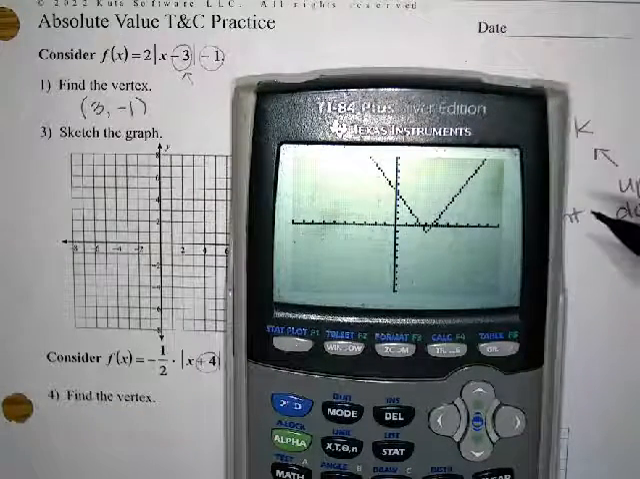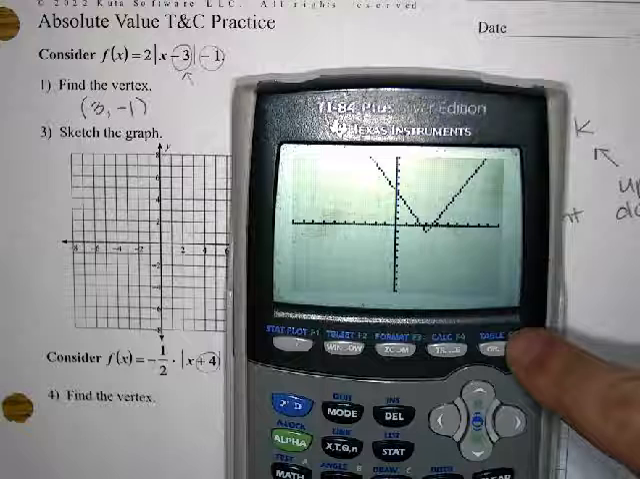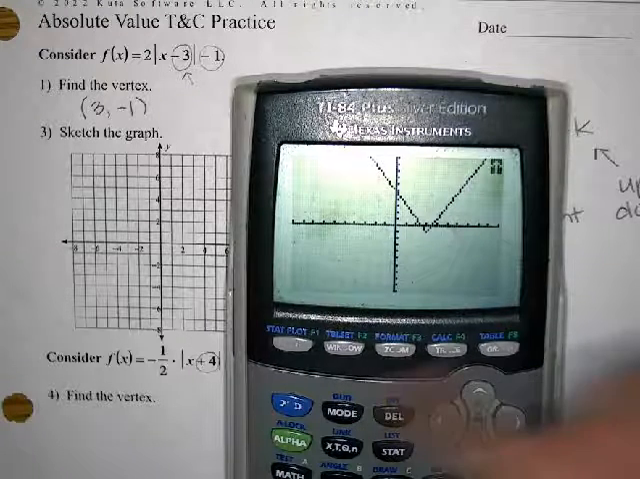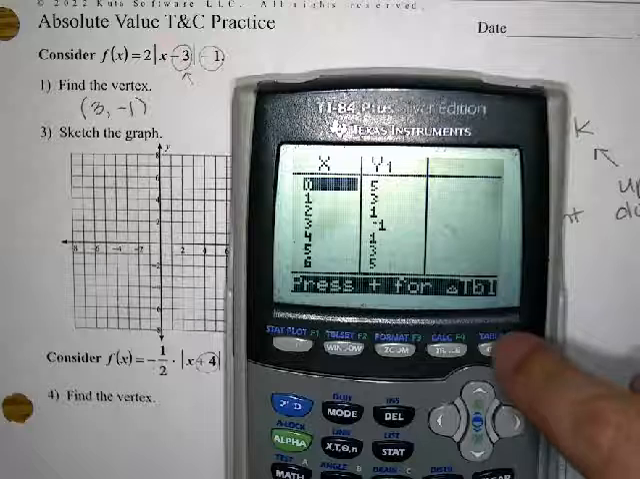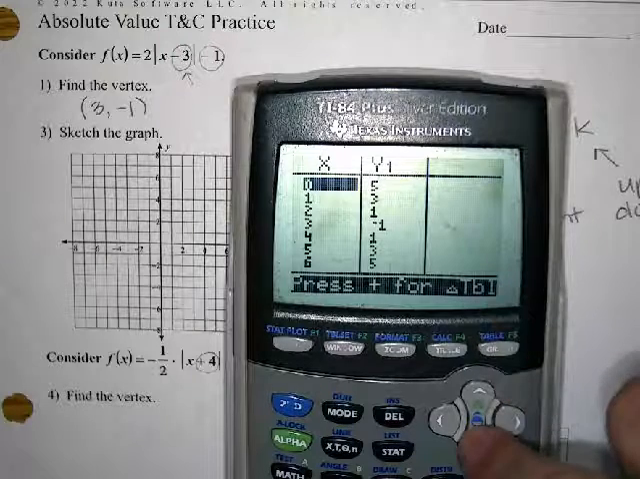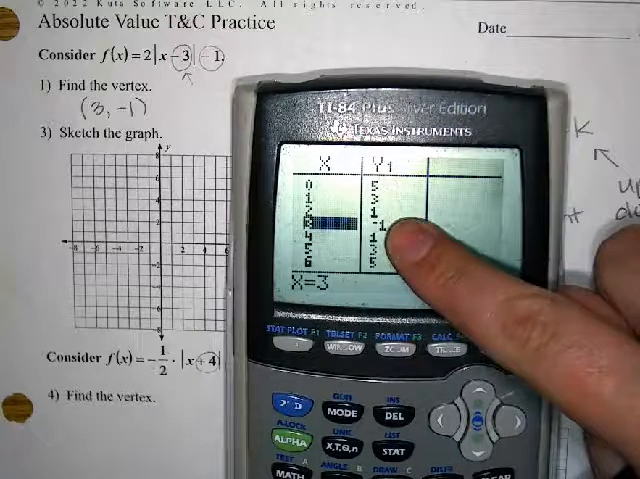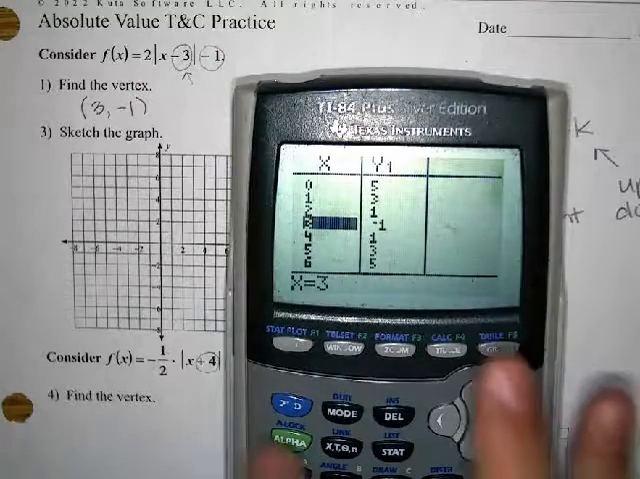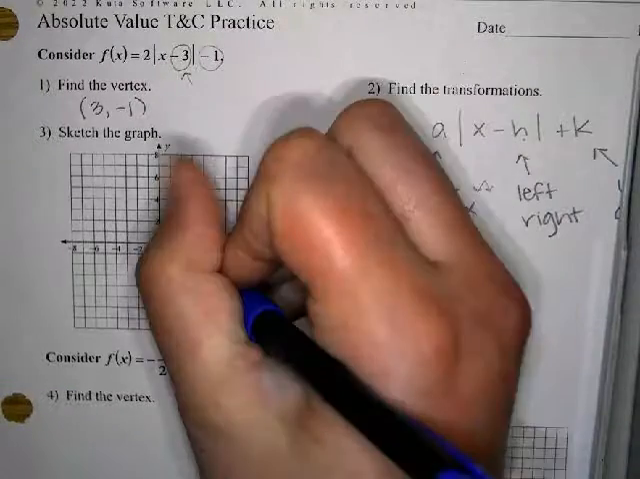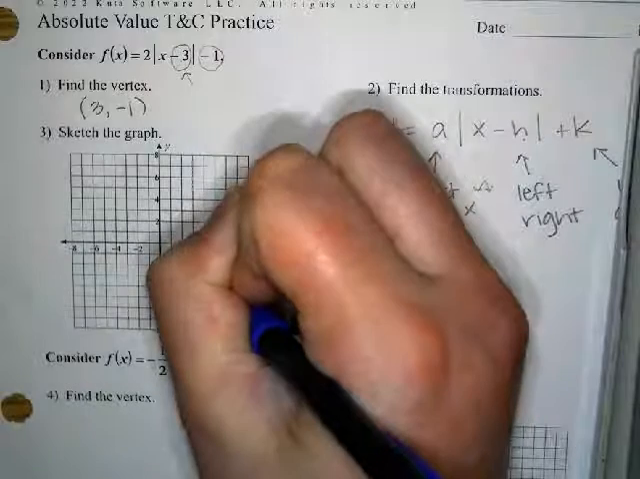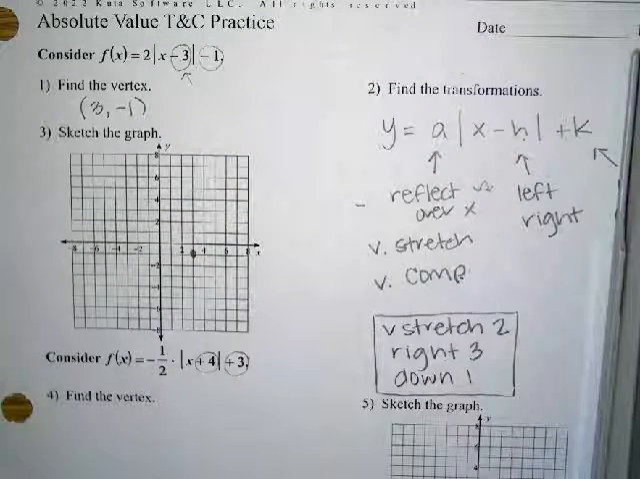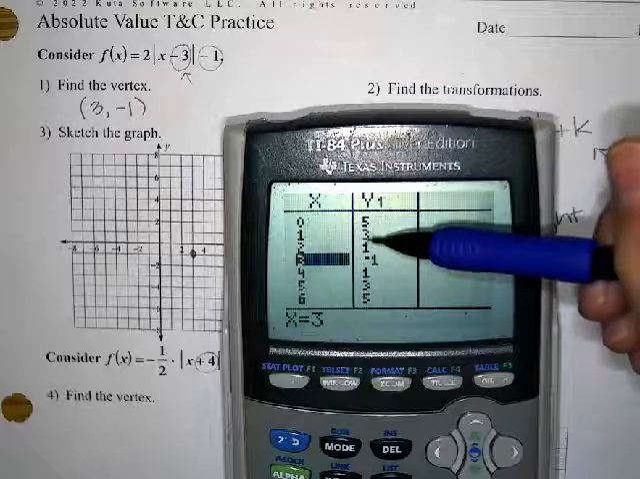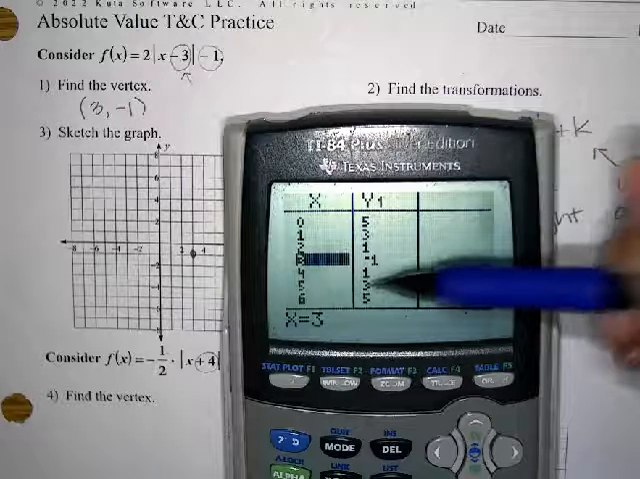And so now I'm going to go ahead and look at the table. You can see that in blue right here. So I'm going to hit second graph to look at my table. And the point that I want to look for is the point 3, -1. That's the vertex. That's the very middle of my graph, 3, -1. So I'm going to graph that over 3 down 1, 3, -1. Okay. And now I'm going to plot 2 points to the left and 2 points to the right, and then that'll be enough for my graph.